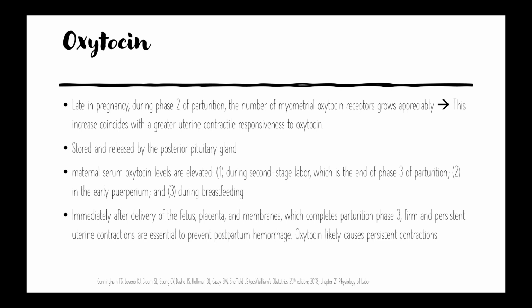Now, immediately after the delivery of the fetus, placenta, and the membranes, which completes parturition phase 3, firm and persistent uterine contractions are essential to prevent postpartum hemorrhage, and oxytocin likely causes persistent contractions.